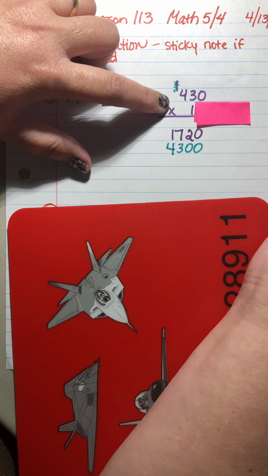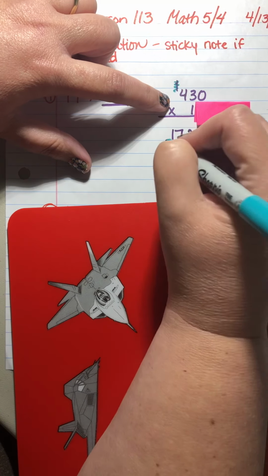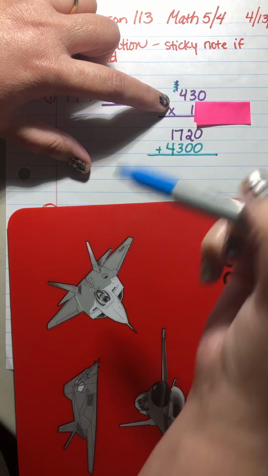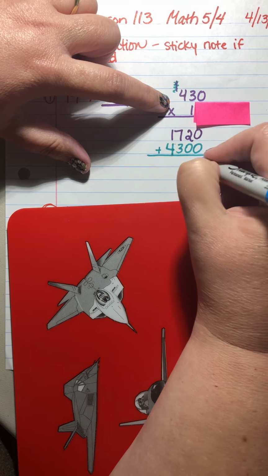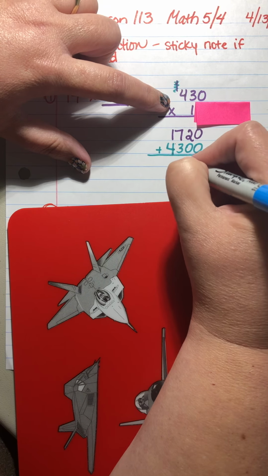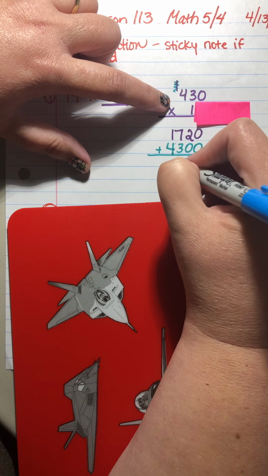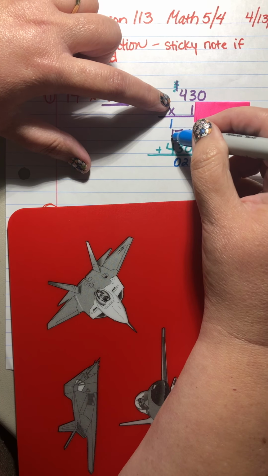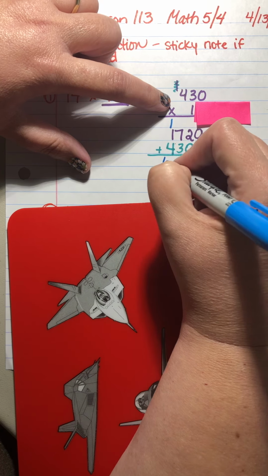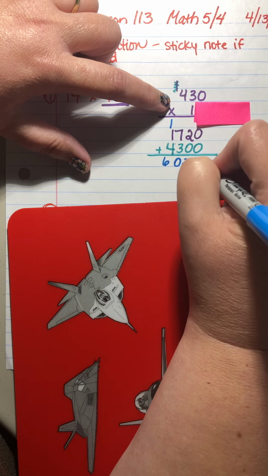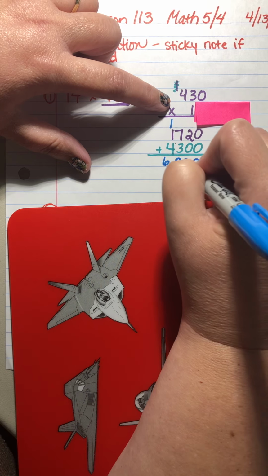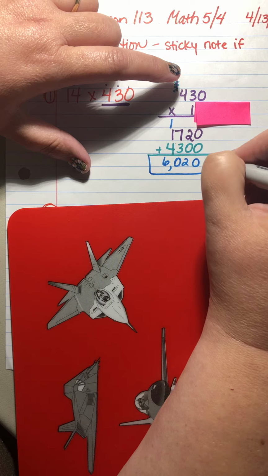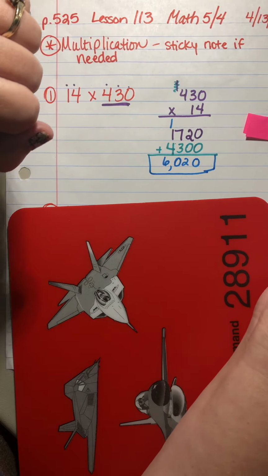Okay? Now, my next step is to add. When I add, 0 plus 0 is 0. 2 plus 0 is 2. 7 plus 3 is 10. Write down my 0, carry forward my 1. 1 plus 1 is 2, plus 4 is 6. And then I start at the right and count forward to put my commas. 1, 2, 3, comma. And there is my answer. And I can move my sticky note.